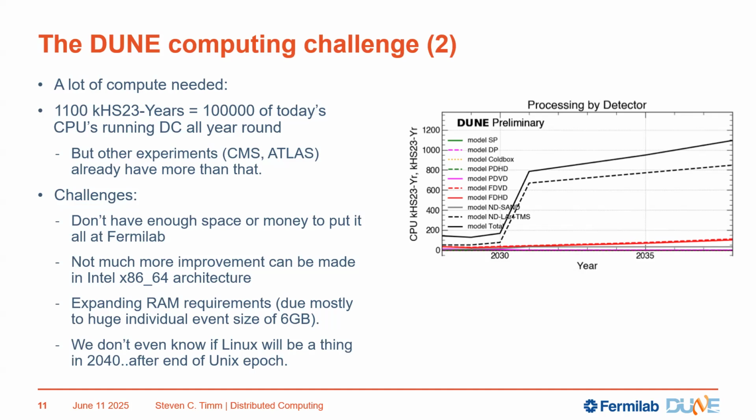Okay. But what are the challenges? We don't have enough space or money to put it all at Fermilab. Although Fermilab keeps asking DOE, please give us another computer room, and we've got the specs drawn up, and this is why we need it, et cetera. It hasn't come yet. Now, the second thing is not much more improvement can be made in Intel x86 architecture.